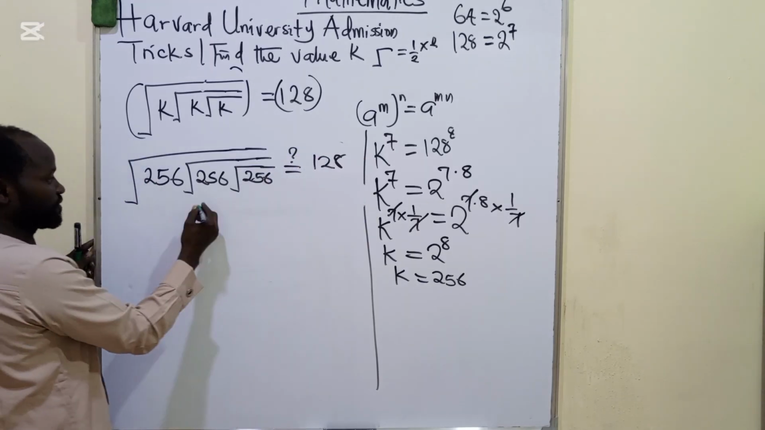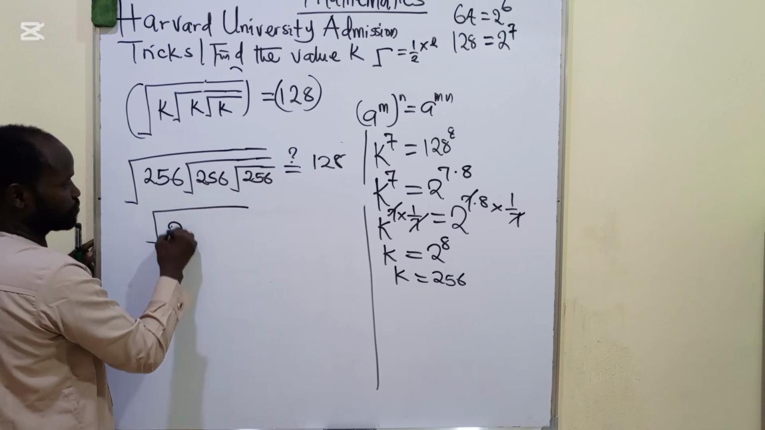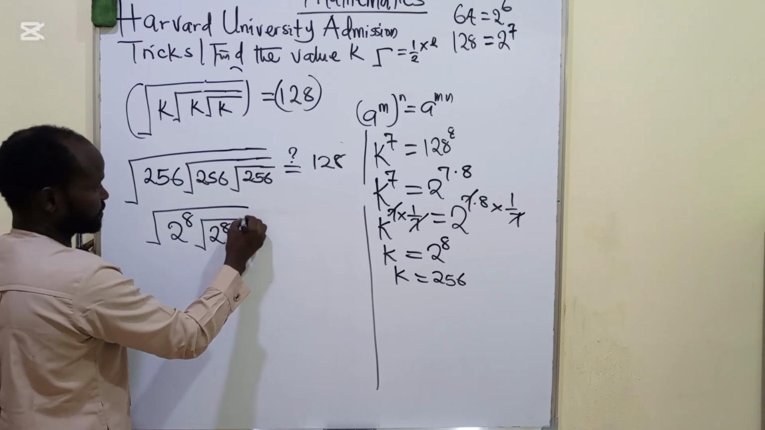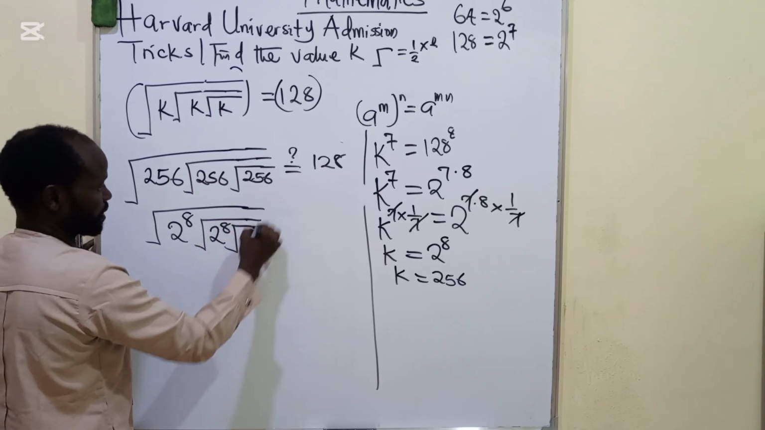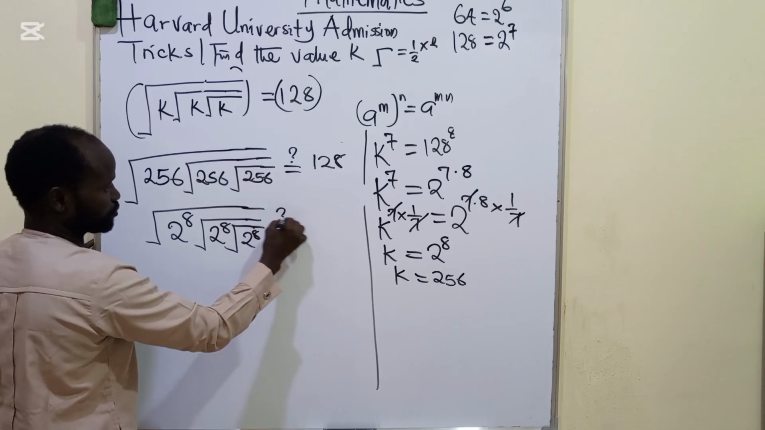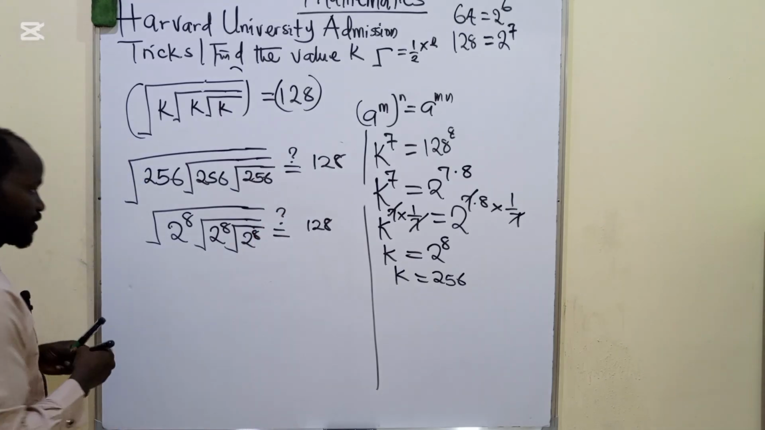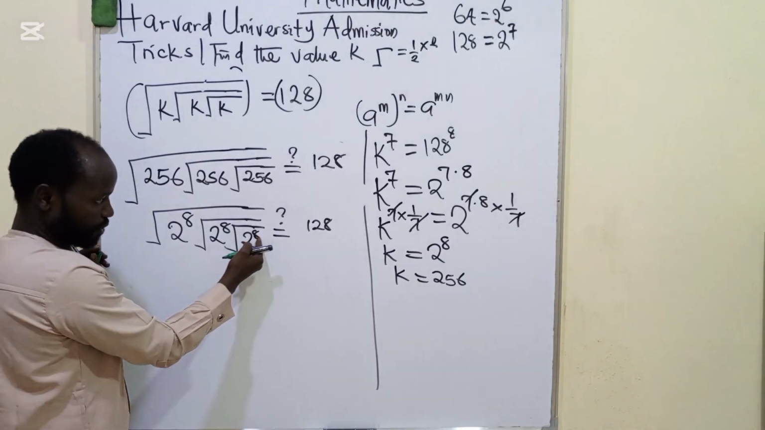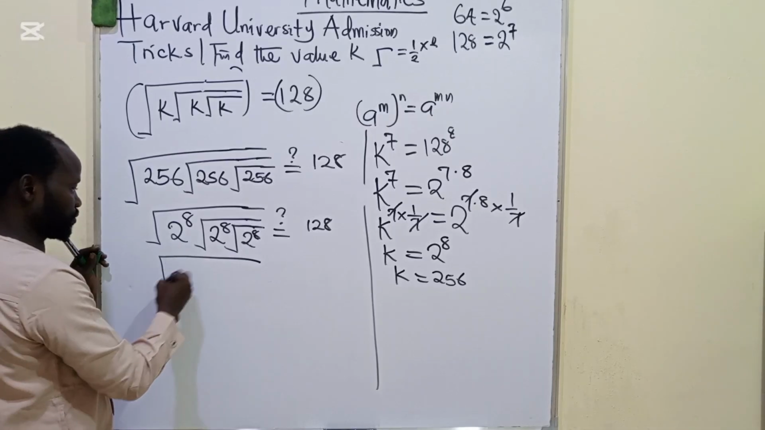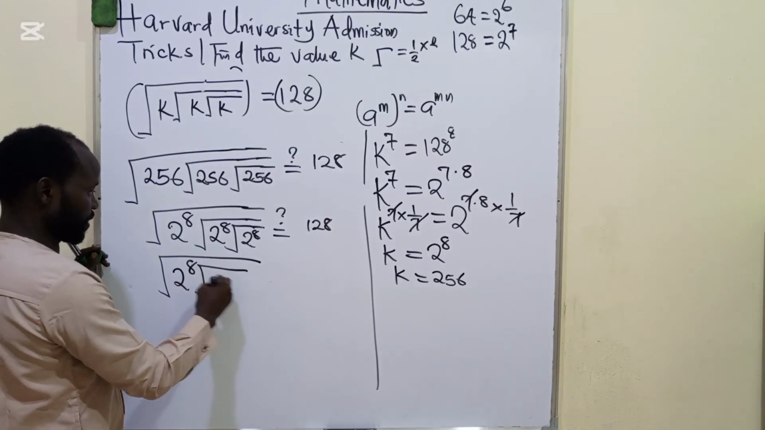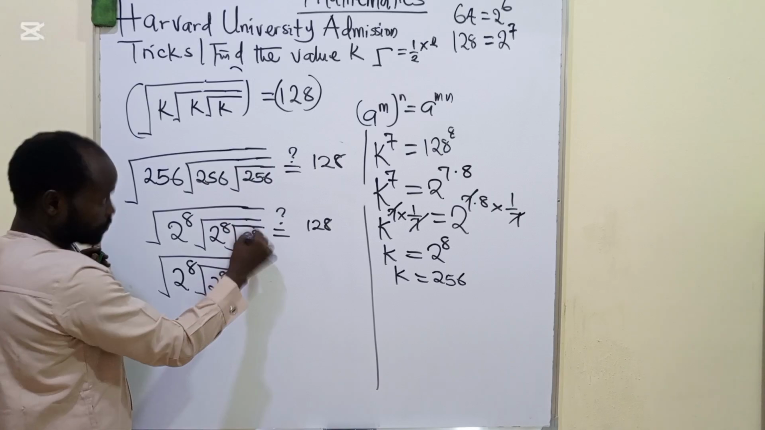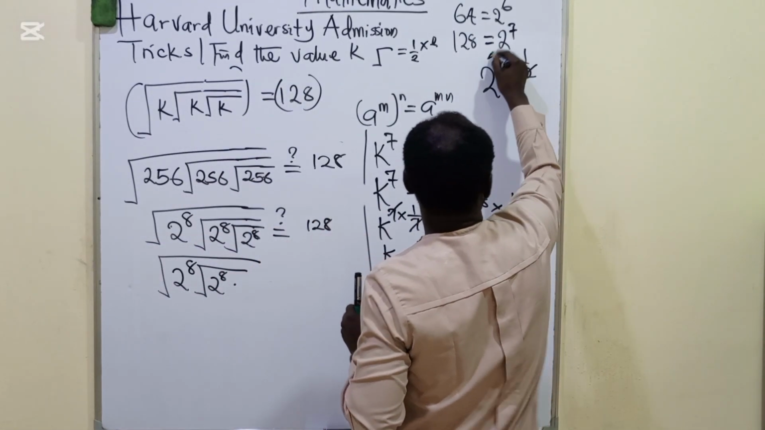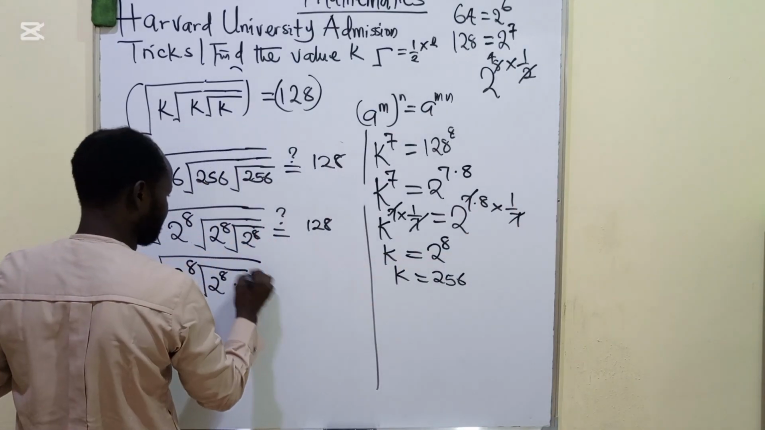Let's see. This 256, we can write it as 2 power 8, root 2 power 8, then root 2 power 8. Will it be equal to 128? We're trying to check now. Let's start from inside out. We can take the square root of this 2 power 8. This will now be the square root of 2 power 8 root 2 power 8 times, when we take the square root of this, it will be 2 power 8 times a half. 2 here 1, 2 here 4. That will be 2 power 4.